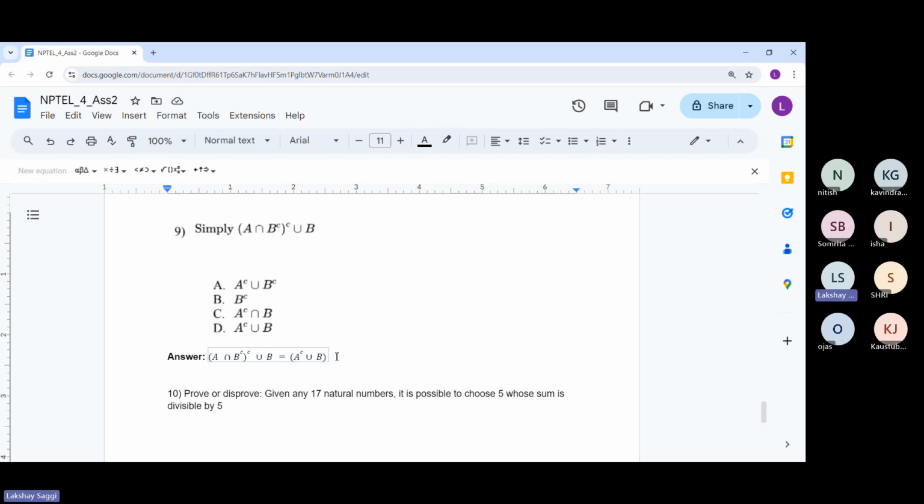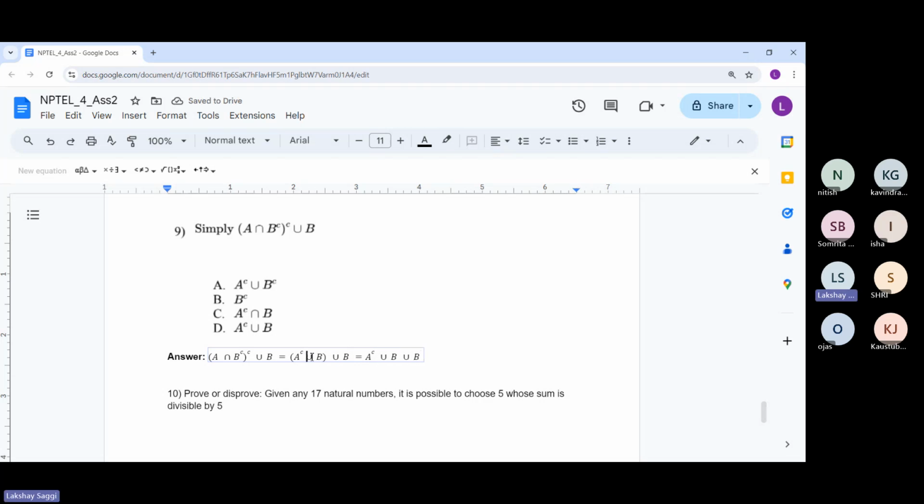And now we need to take its union with B. So we just write union with B. Here we don't even need distributive properties or anything. We can just write A complement union B, and union with the whole B. And since unions are associative, we can just write this as something like B.